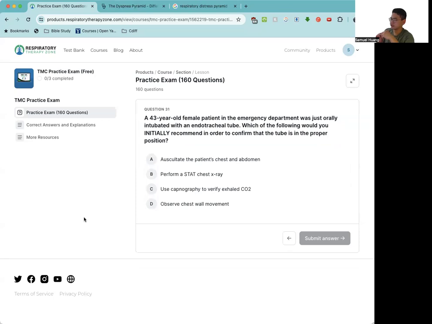ED, orally intubated with an endotracheal tube. So what do you do initially to confirm that the tube is in the right position? Oh, so intubated, make sure the tube is in the right place. You listen first, then you get an X-ray.